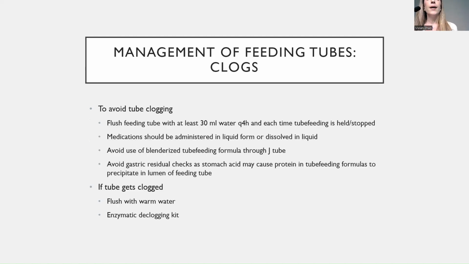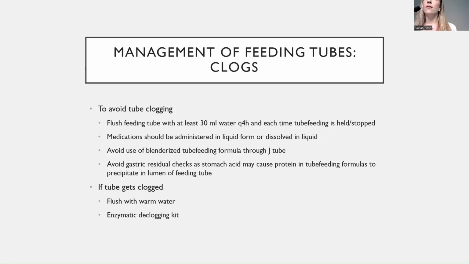So to avoid clogging, you want to make sure you flush with at least 30 milliliters of water every 4 hours, and each time the tube feeding is held or stopped. Medication should be administered in liquid form or dissolved in liquid. I always recommend avoiding blenderized tube feeding formulas through a J tube because it is smaller, unless it's diluted more with water. And then avoid gastric residual checks, as the stomach acid can cause protein in the tube feeding formulas to precipitate in the lumen of the feeding tube.